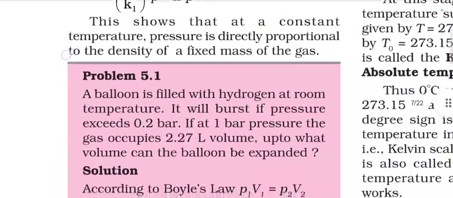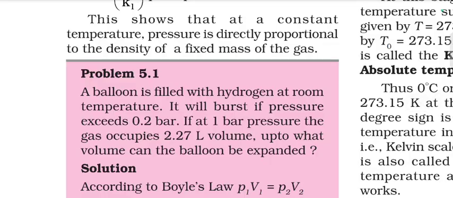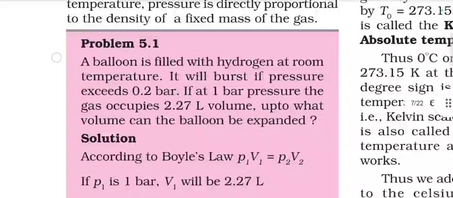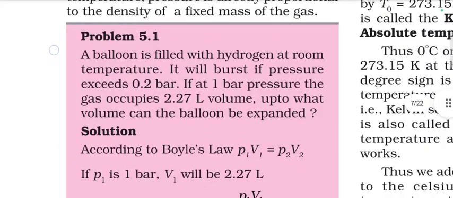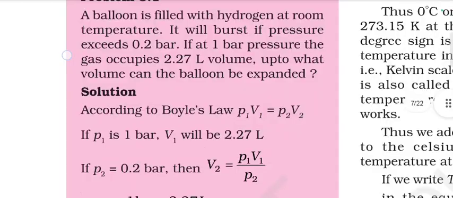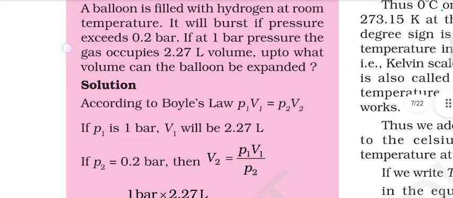Problem 5.1. A balloon is filled with hydrogen at room temperature. It will burst if pressure exceeds 0.2 bar. If at 1 bar pressure the gas occupies 2.27 liter volume, up to what volume can the balloon be expanded? Solution. According to Boyle's law, P1 V1 = P2 V2.